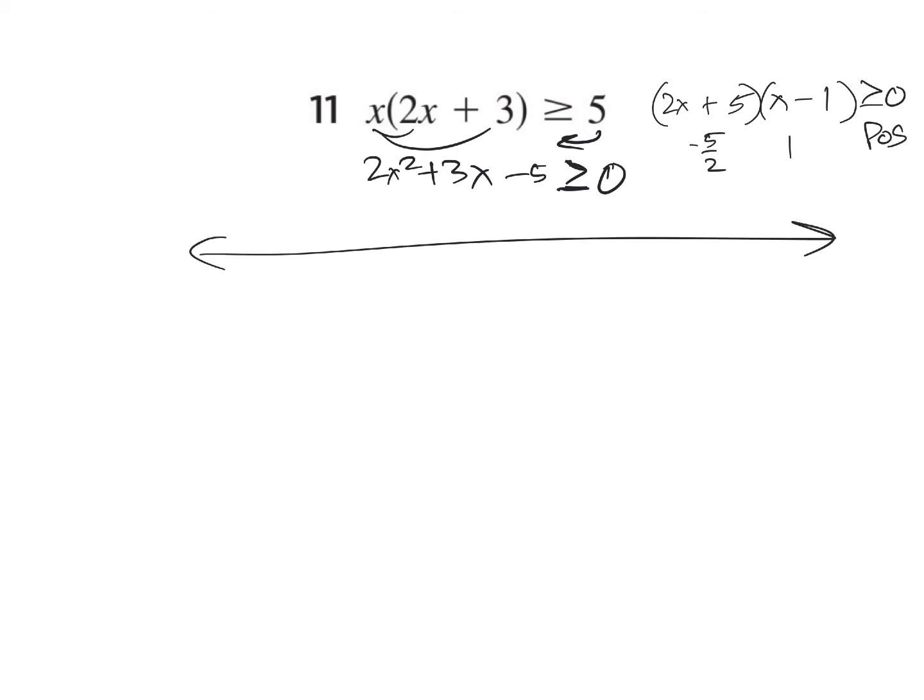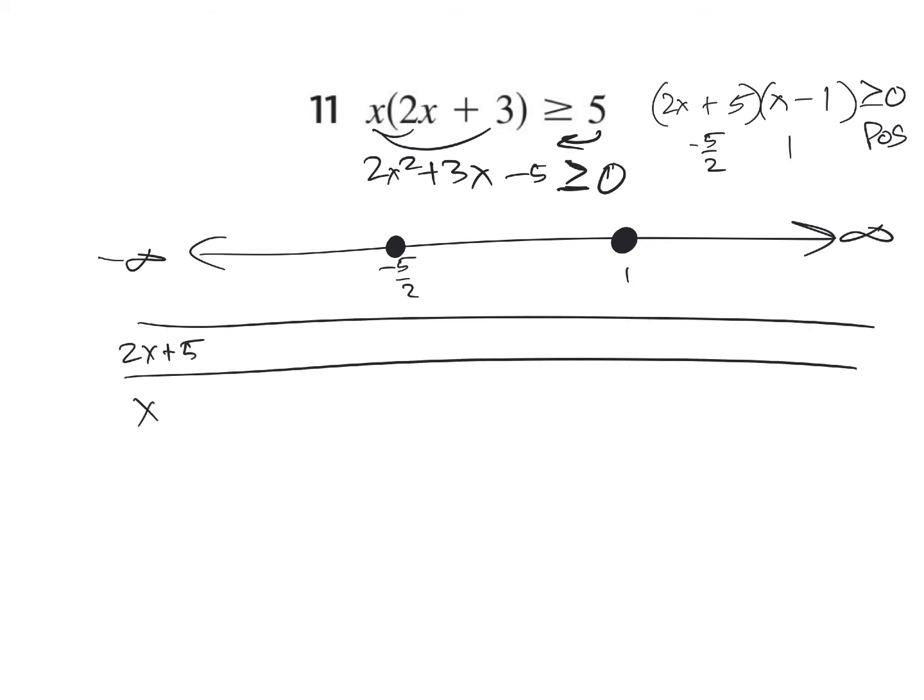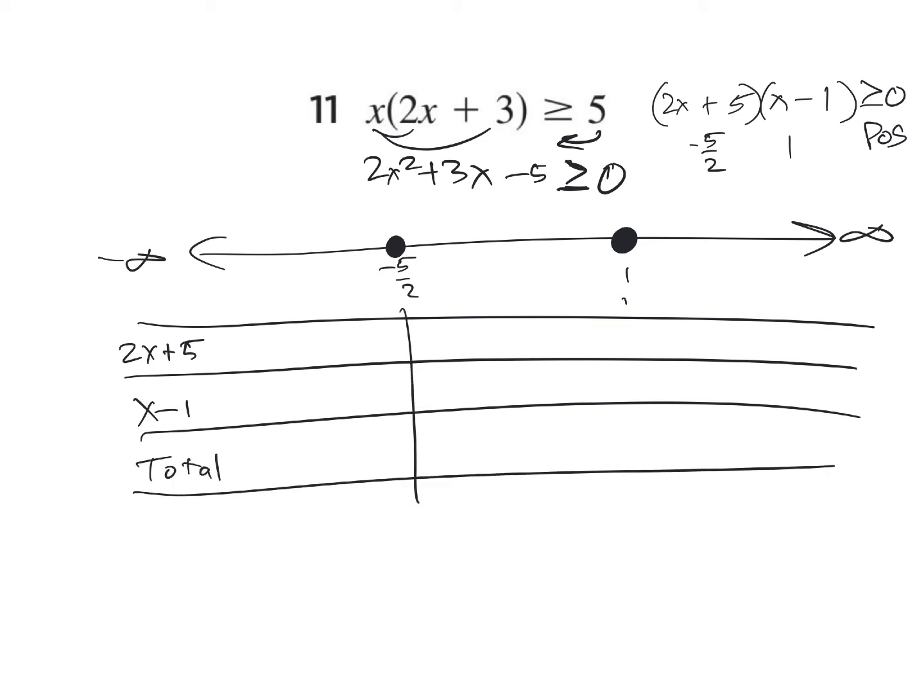So draw your number line, negative infinity to positive infinity, negative 5 halves, positive 1. And these two values make it equal to 0. There will be a time where you will only have some of them equal. So we want to close dot there, close dot there. Now we got to figure out where the shading is, okay? So we have 2x plus 5 here. We have x minus 1, and then we have our total. Draw our lines down.